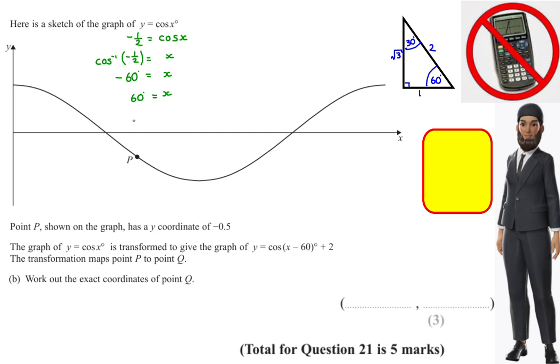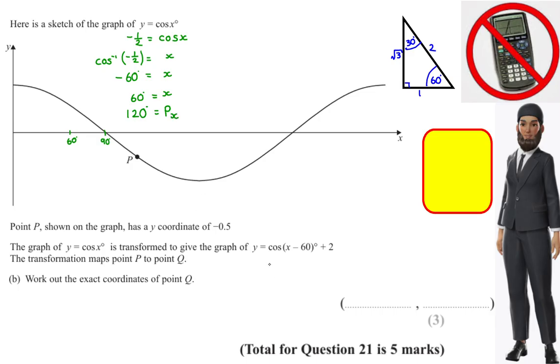It's also equivalent. Then what you should recognize is that if this is 60 over here, but we've got this value of P, well, that's 30 away from 90, and so 30 degrees more than 90 will give us 120 degrees. So therefore the x value of P is equal to 120 degrees.